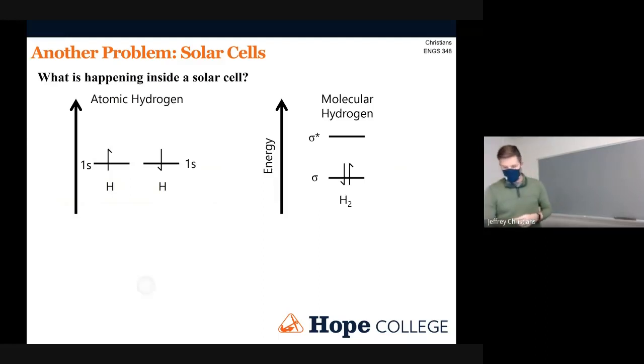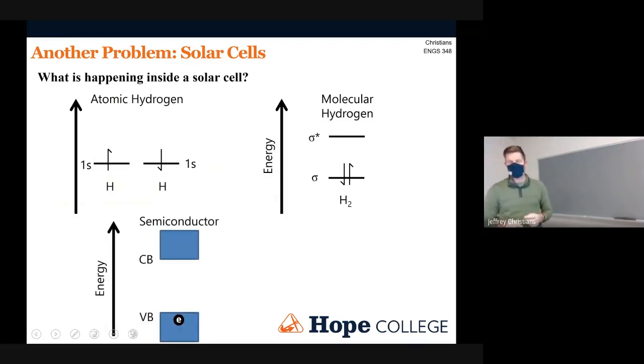Okay. What happens in a solar cell is, instead of molecular hydrogen, we have semiconductors, but it's the same kind of thing. You have a low energy state that has electrons in it and a high energy state that doesn't have electrons in it.